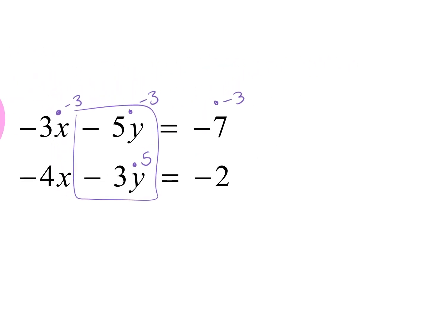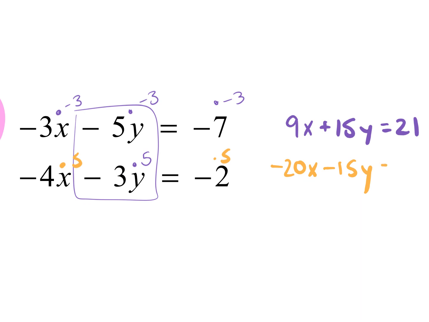Am I just multiplying the y's? No. Make sure you multiply everything in that equation by the same number. So my new first equation, what's -3x times -3? +9x. What's -5y times -3? 15y. And what is -7 times -3? +21. Now let's multiply the second one. We're multiplying everything here by 5. So it's -4x times 5. -20x. What's -3y times 5? -15y. And -2 times 5? -10.